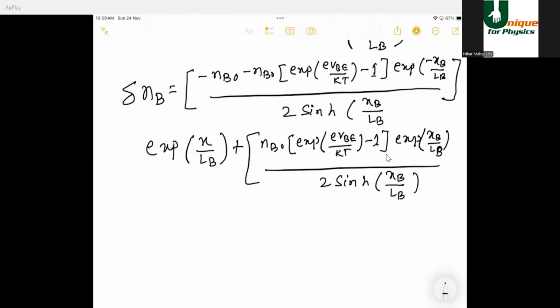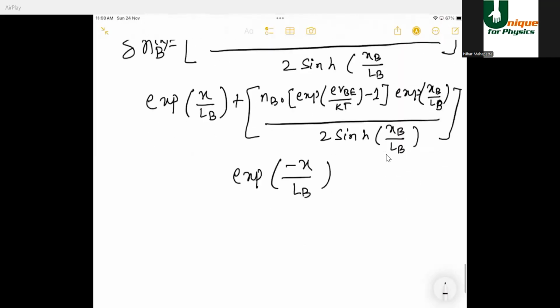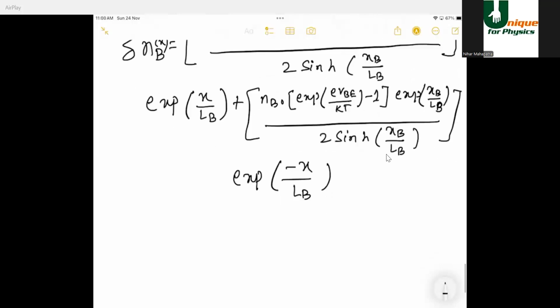This was our value of b multiplied with, again, exponential of minus x by Lb. This is your delta nb as a function of x. Okay, so you got the minority carrier concentration here. Then further you can reduce it by taking nb0 common and further simplifying it.